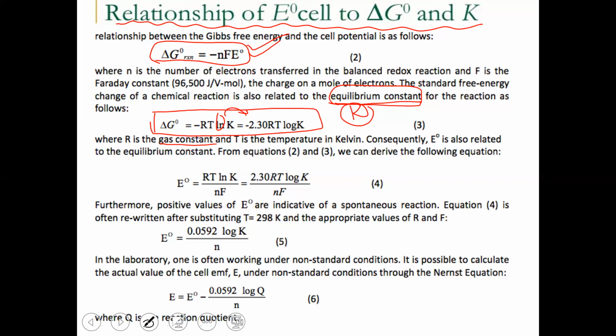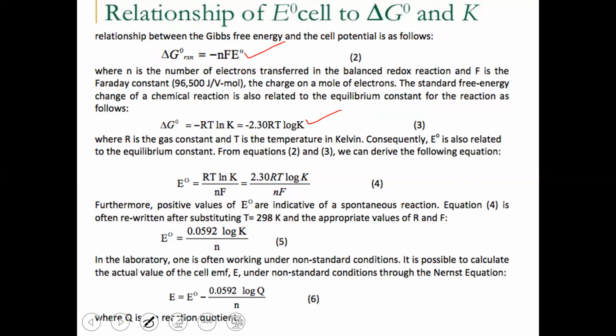Then what is the relationship between the cell potential and the equilibrium constant? What is the relation present between E naught, that means cell potential, and K? Here also E naught is related to the equilibrium constant. So from these two equations, see this one and this one.